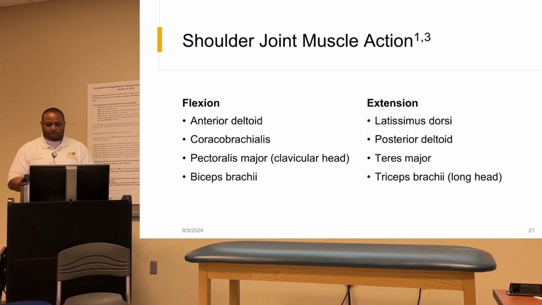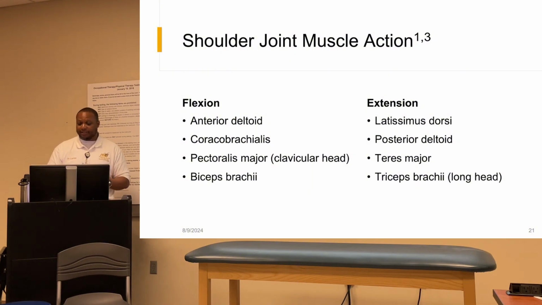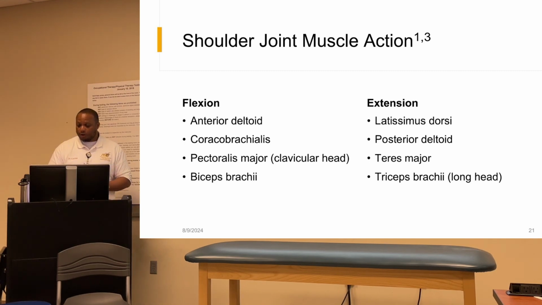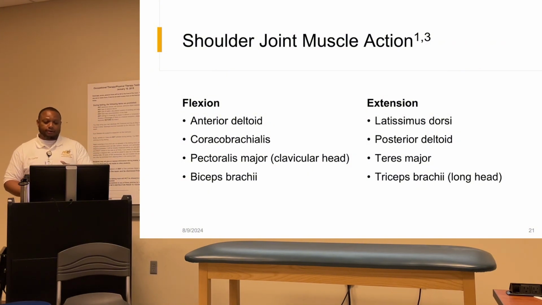Shoulder joint muscle action, we need to know that all of the muscles that contribute to flexion of the shoulder joint are anterior deltoid, coracobrachialis, the pectoralis major, clavicular head, and the biceps brachii. And with extension, the latissimus dorsi, posterior deltoid, teres major, and triceps brachii long head. So this goes back to understanding how to isolate and knowing which muscles to isolate as well. Remember I talked about isolating the posterior deltoid with manual muscle testing, muscle selective tension testing.